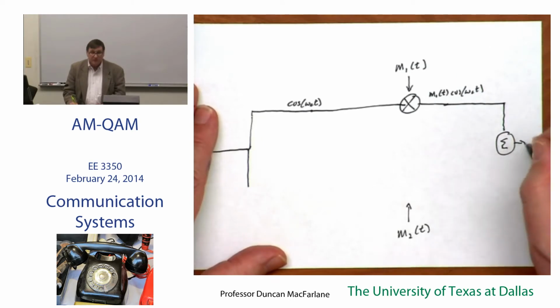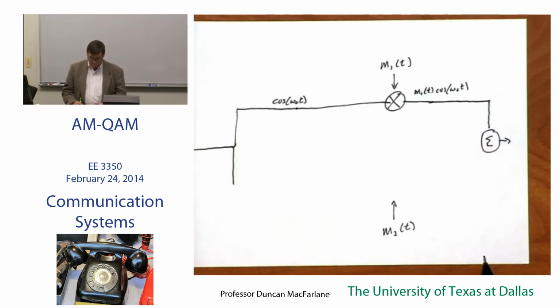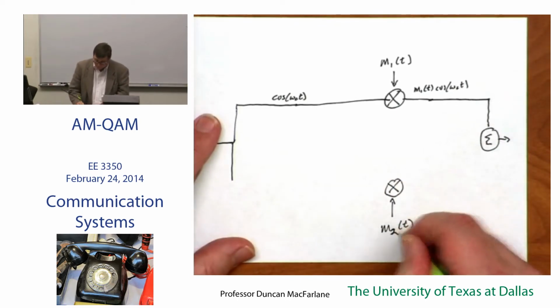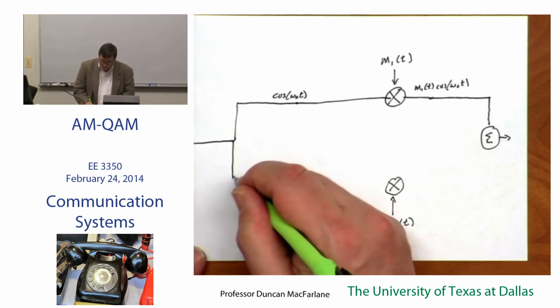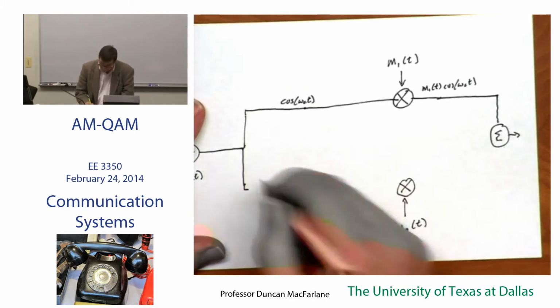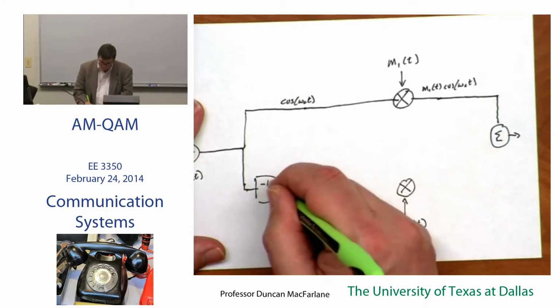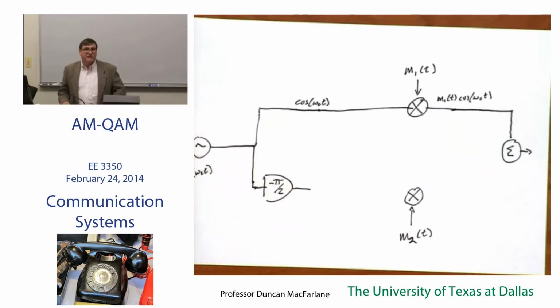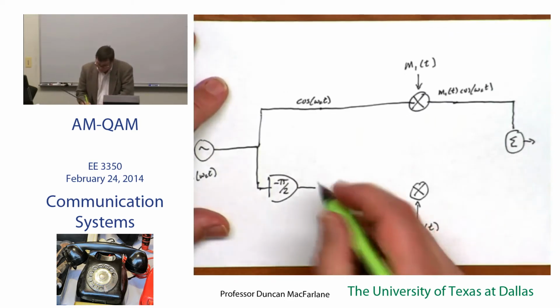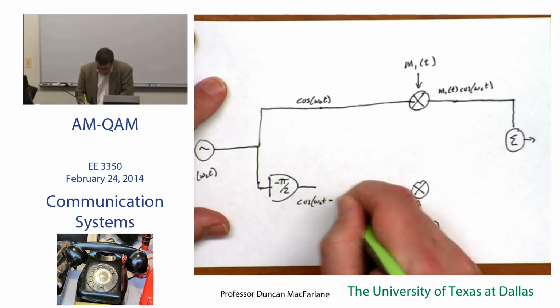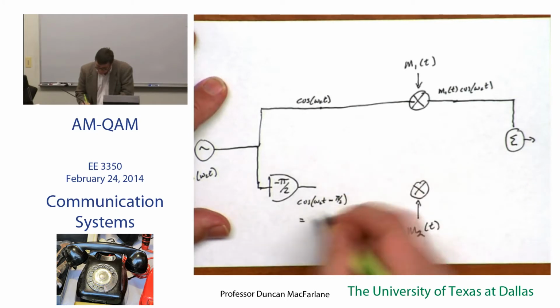I'm going to have a sum. I know I'm going to mix this information from my second message signal. Except now what I'm going to do is put a delay block in there of 90 degrees. And what that'll do is give me a cosine of omega ct minus pi over 2, and that's going to equal the sine of omega ct.